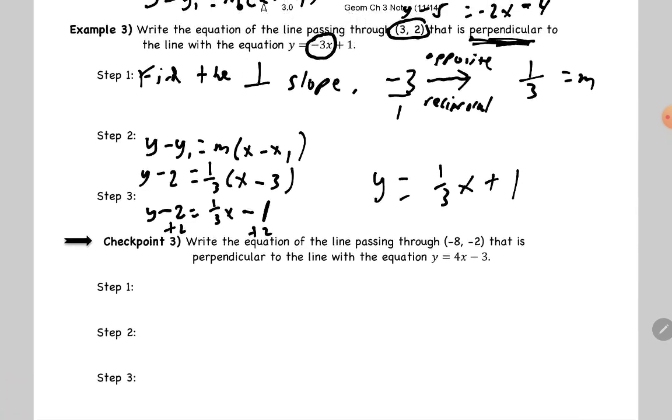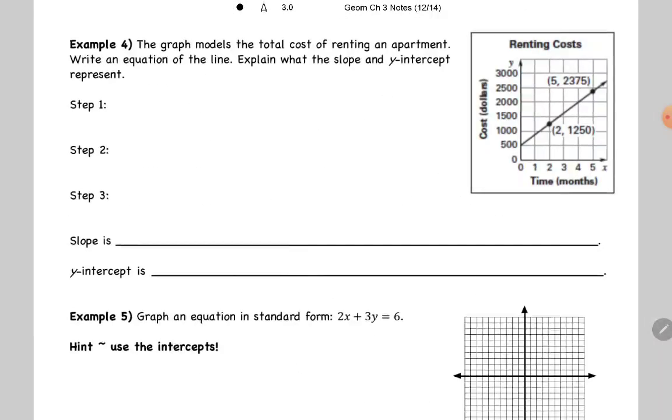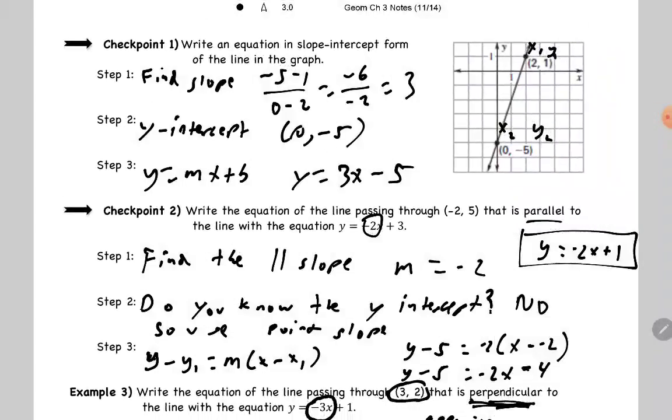All right, one more to go, I think, for this one. Oh, no, there's more. All right, here we go.